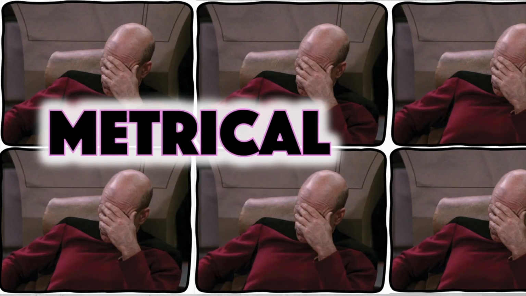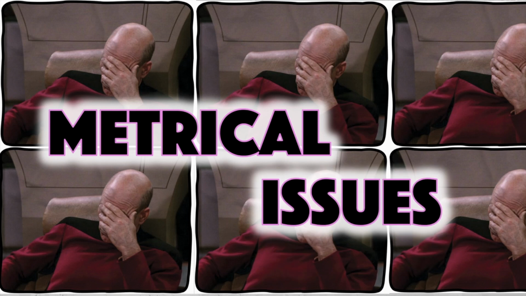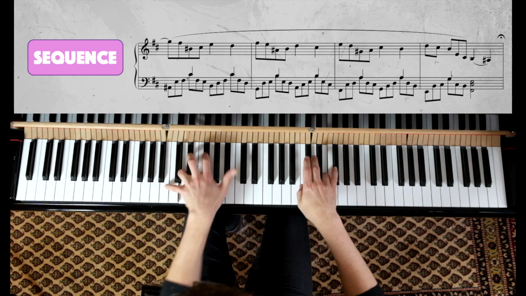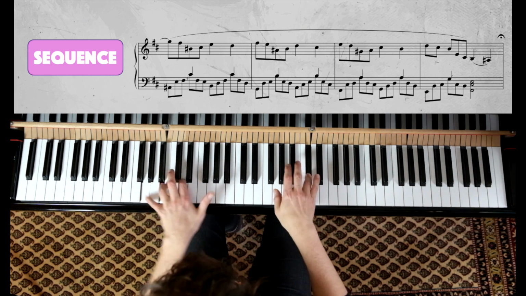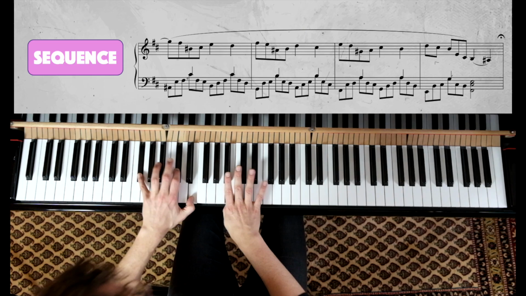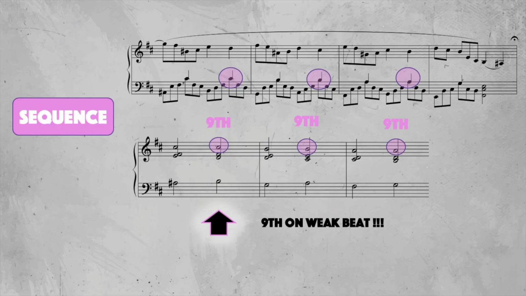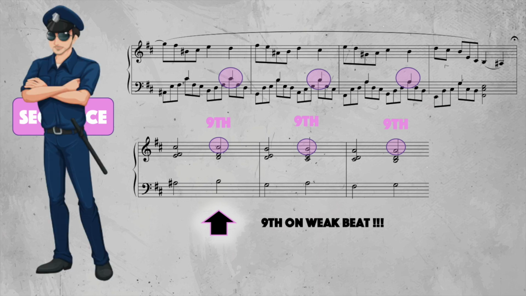Anyway, another thing that happens when writing out stuff afterwards is metrical issues. Some of you might have noticed some metrical oddities on the sequence. This sequence actually shouldn't look like this, and some really strict counterpoint police officer would ask, "Isn't the ninth supposed to be on the downbeats?"